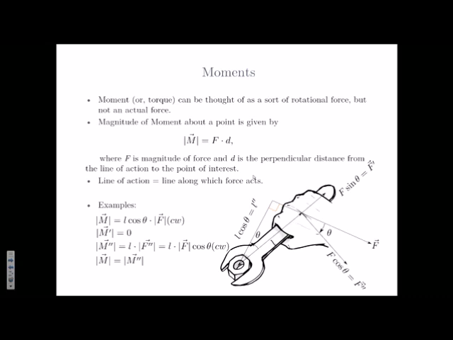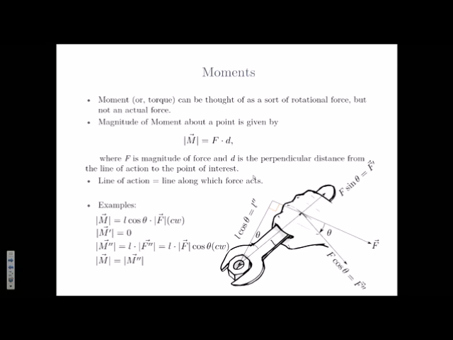So how do we capture this notion that you need the force and you also need some distance from the axis of rotation or the pivot point about which you want to rotate something? The definition of the moment is really very simple. This is the simplified definition, which says that the moment is defined by the magnitude of the force that you're applying, times the perpendicular distance from the line of action to the point of interest. Okay, let's see what that means.